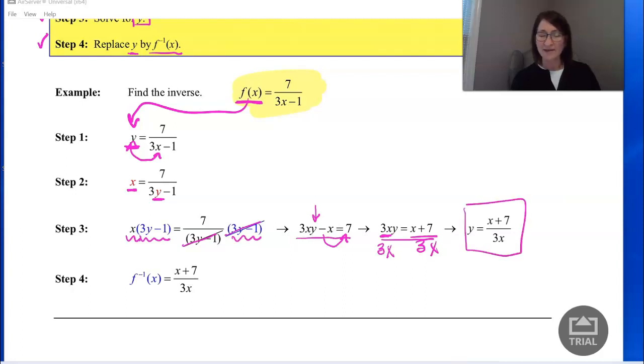That's how we get y is equal to (x plus 7) over 3x. So we solve for y. Now we just need to put it back into function notation, which is to replace that y with the inverse function notation, f with that -1. And then that shows it's the inverse of that original f function.